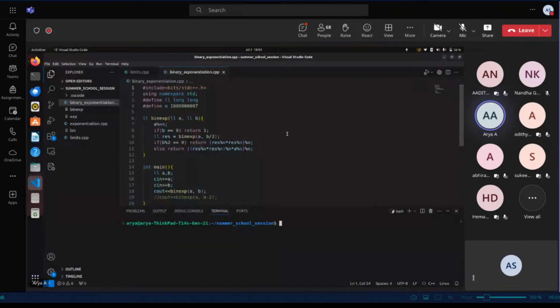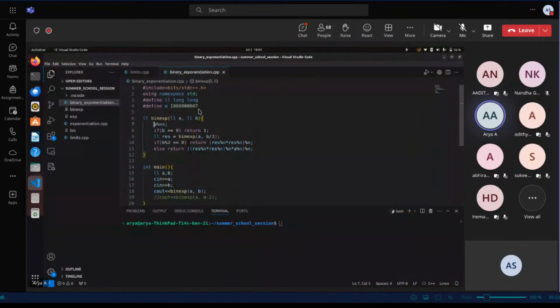Yeah. So I've just written a function called binexp, which is the binary exponentiation. Again, the parameters are a, b, which means it's going to give us a power b modulo m, and m is 10 power 9 plus 7. All right. So I'll start with this.